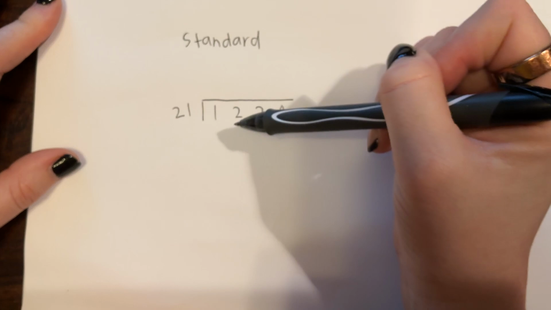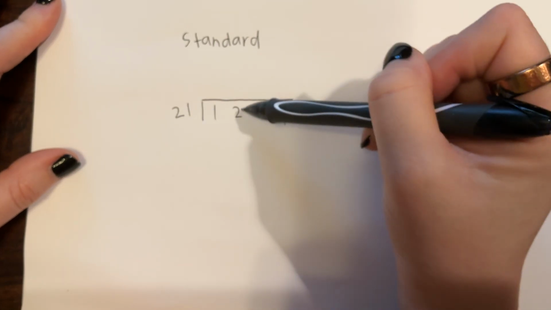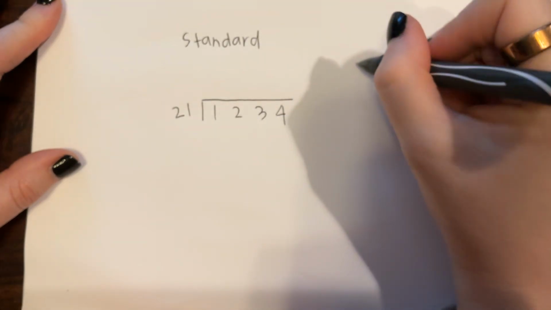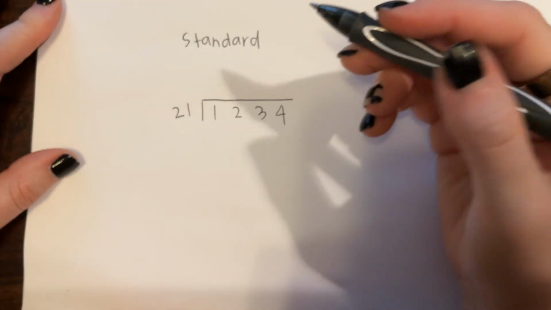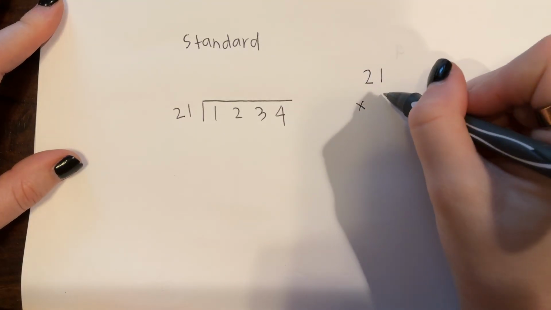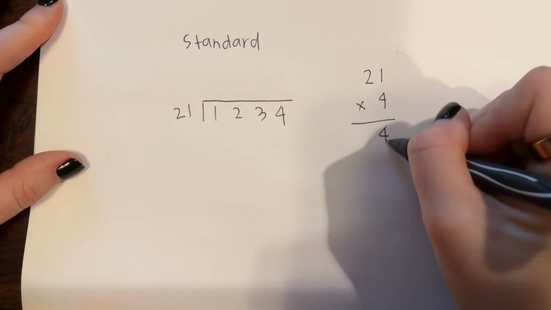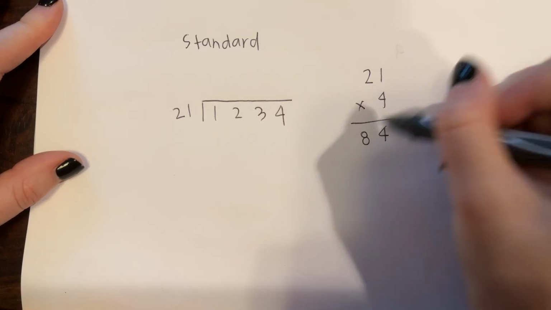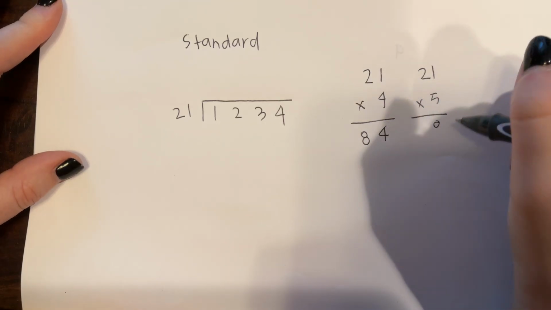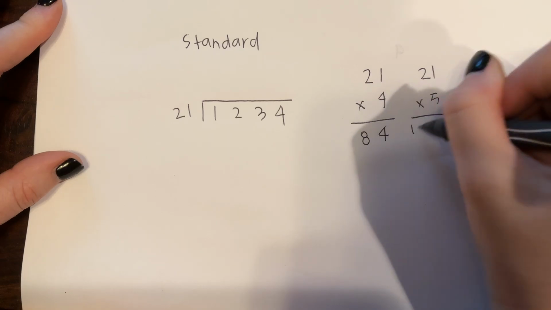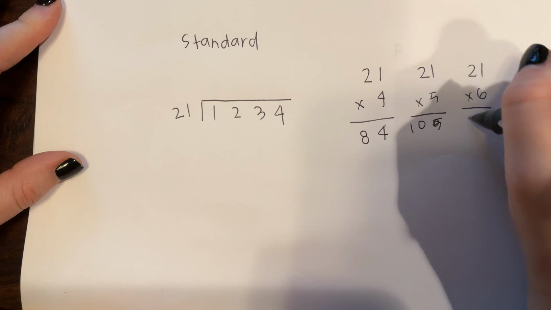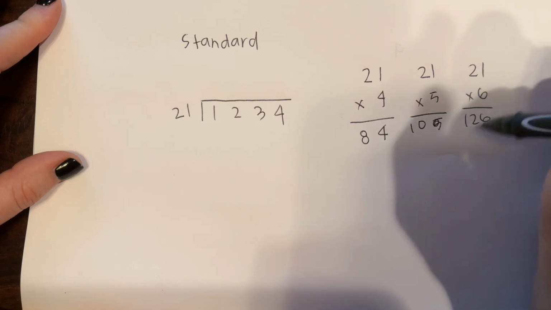So 21 cannot go into 1, 21 cannot go into 12 because this number is too small. So 21 can go into 123. We just need to figure out how many times it can. I don't know my 21 multiplication facts, so I like to come over here and just start multiplying numbers to see how close I can get. I think we could go a little bit higher. Let's try to see if we can go a little bit higher. So 21 times 6 is too big, so we're going to take 5.